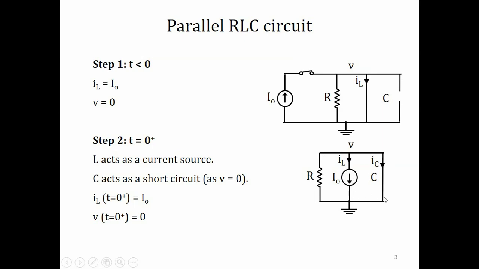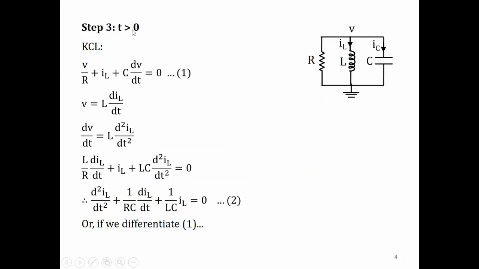And because current is flowing up in the capacitor, IC will be minus I0. Alright, so IC at t equal to 0 plus is equal to minus I0. So that is t equal to 0 plus. And now the main thing, t greater than 0.